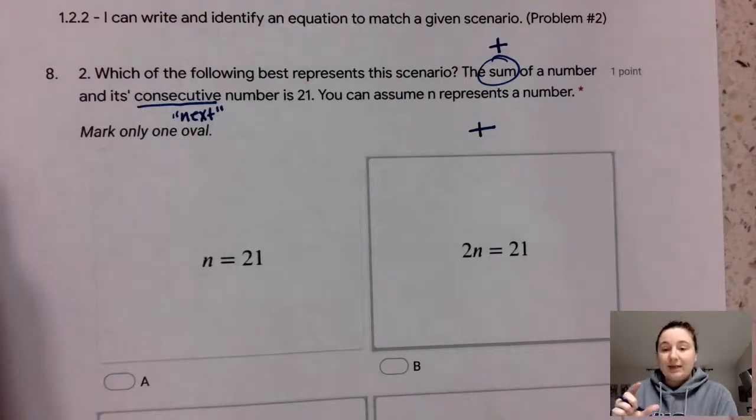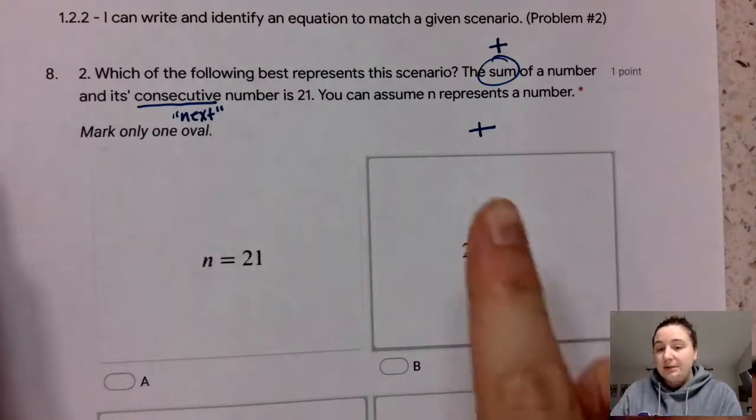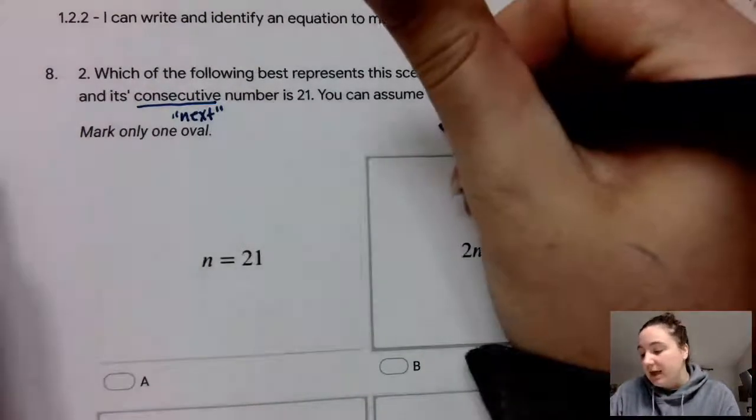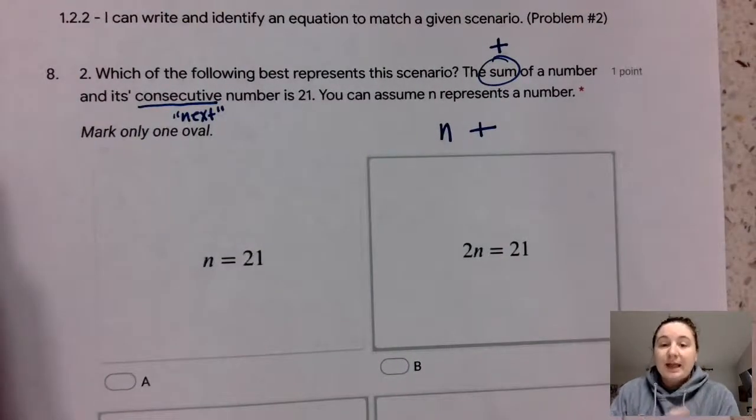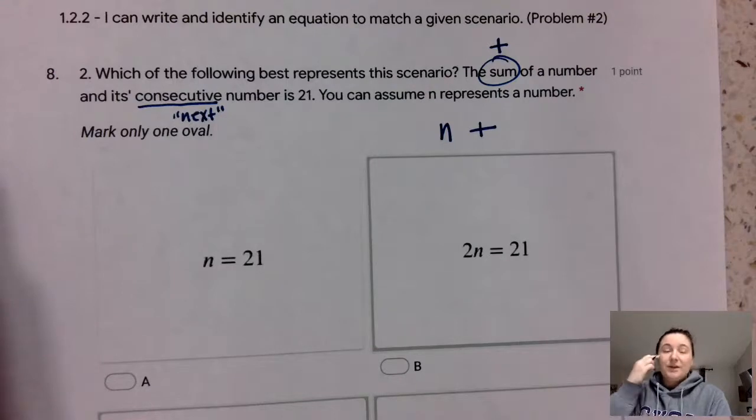And that means we're adding two things. We're adding the number and then the next consecutive number. It says n is a number, so I'm going to start with n on this side. That is just a number. So we're adding n plus its consecutive, so its next number.